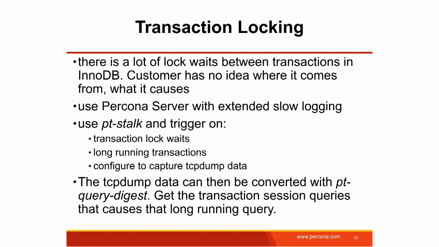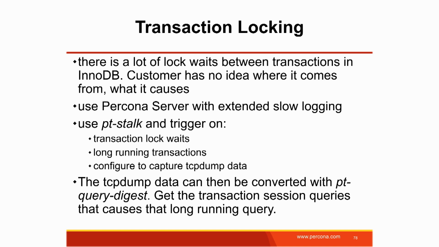Okay, that's the one that I wanted to show. There's a lot of lock waits between each other. We could see that in show global status with pt-mext. There are some counters about that, but we don't know where it comes from. We want to know which query is actually causing this.